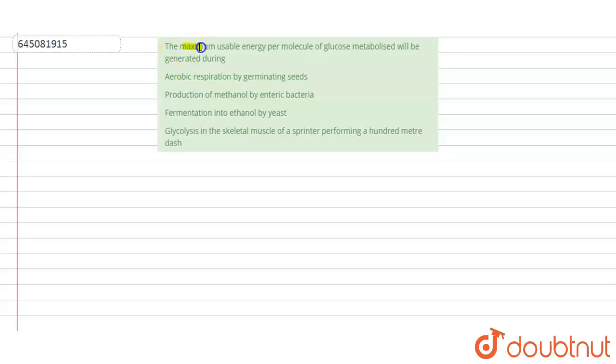Hello students, have a look at the question. The maximum usable energy per molecule of glucose metabolized will be generated during. Options given are aerobic respiration by germinating seeds, production of methanol by enteric bacteria, fermentation into ethanol by yeast, glycolysis in skeletal muscles of a sprinter performing a 100-meter dash.